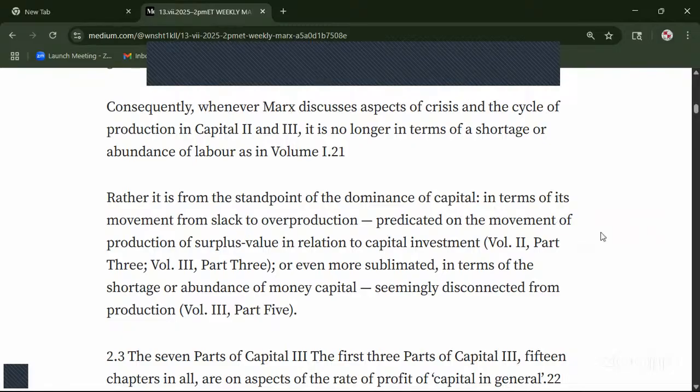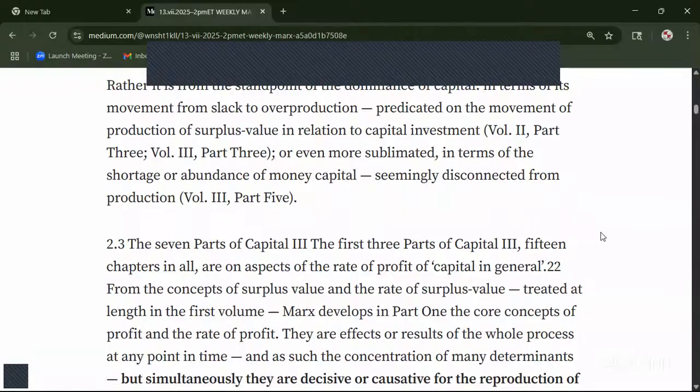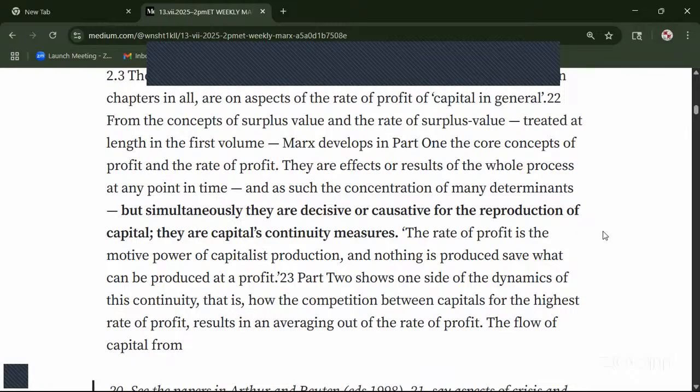The seven parts of Capital 3. The first three parts of Capital 3, 15 chapters in all, are on aspects of the rate of profit of capital in general. From the concept of surplus value and the rate of surplus value treated at length in the first volume, Marx develops in Part 1 the core concepts of profit and the rate of profit. They are effects or results of the whole process at any point in time, and as such, the concentration of many determinants, but simultaneously, they are decisive or causative for the reproduction of capital. They are capital's continuity measures. The rate of profit is the motive power of capitalist production, and nothing is produced save what can be produced at a profit.